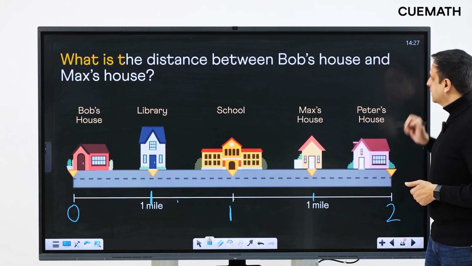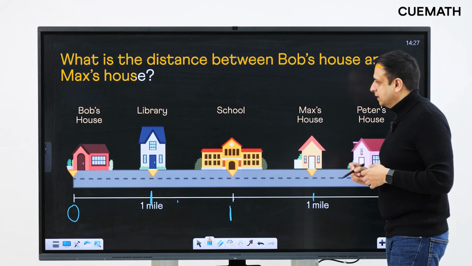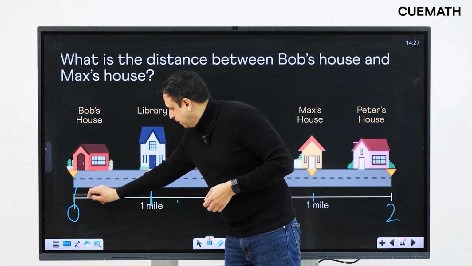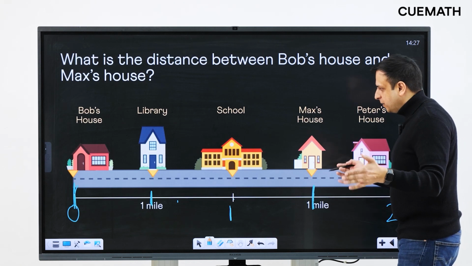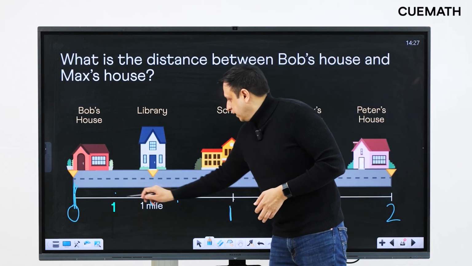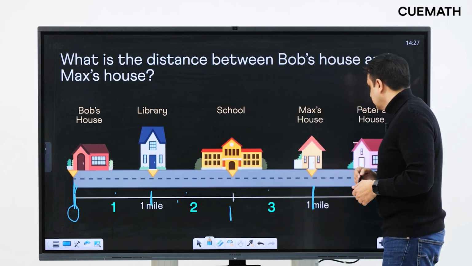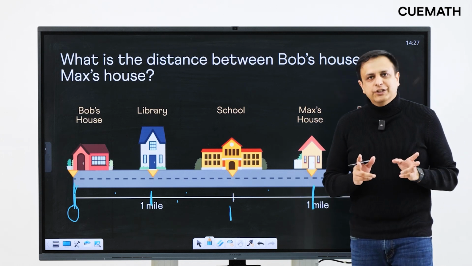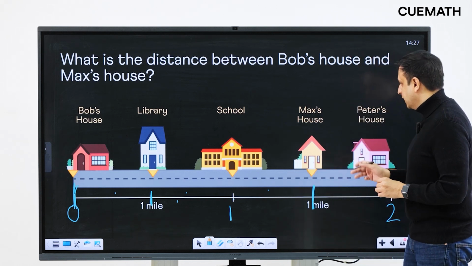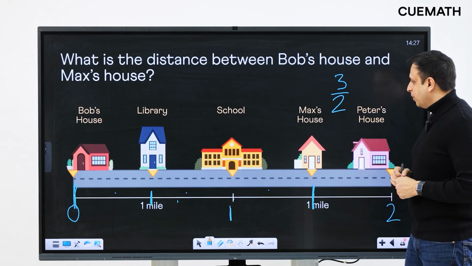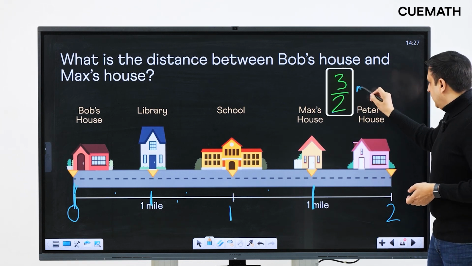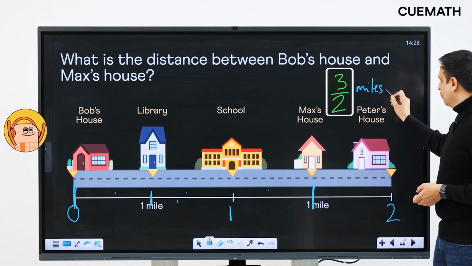Now it's asking what is the distance between Bob's house and Max's house. Bob's house is over here and Max's house is over here. How many parts are between these two points? We have 1, 2, 3 parts. And remember, we were dividing each unit interval into two equal parts, and therefore this distance would be 3 over 2, the improper fraction 3 over 2. So that's our answer, 3 over 2 miles.